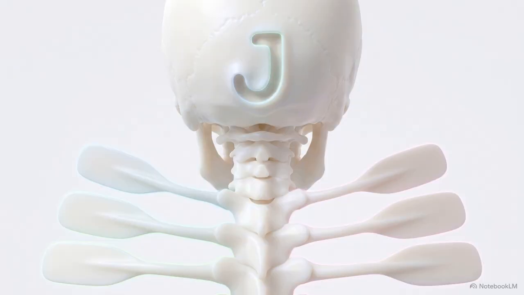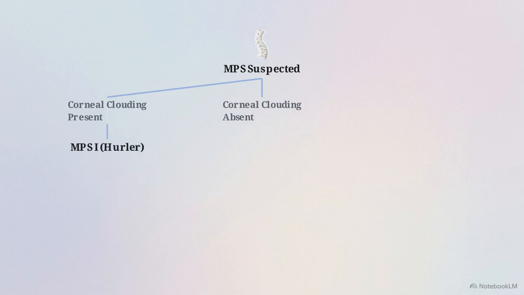This specific array of deformations is called dysostosis multiplex, characterized here by the J-shaped sella turcica in the skull and widened oar-shaped ribs. Returning to the diagram, the MPS diagnostic tree hinges on a definitive ocular finding. We branch from the MPS suspected node into corneal clouding present and corneal clouding absent. The present pathway leads to MPS 1, or Hurler syndrome.